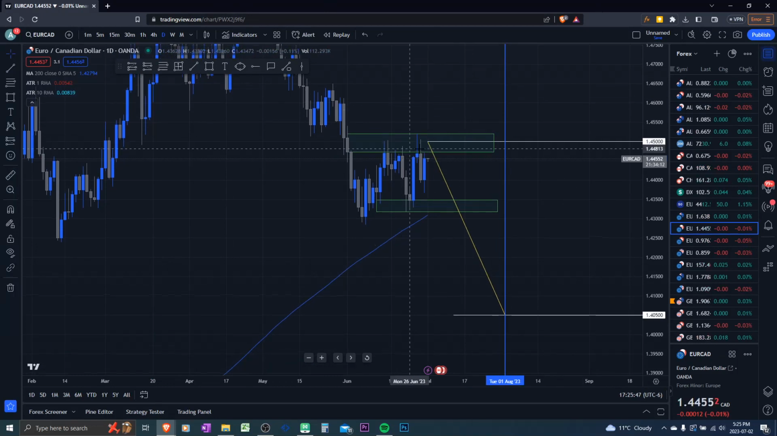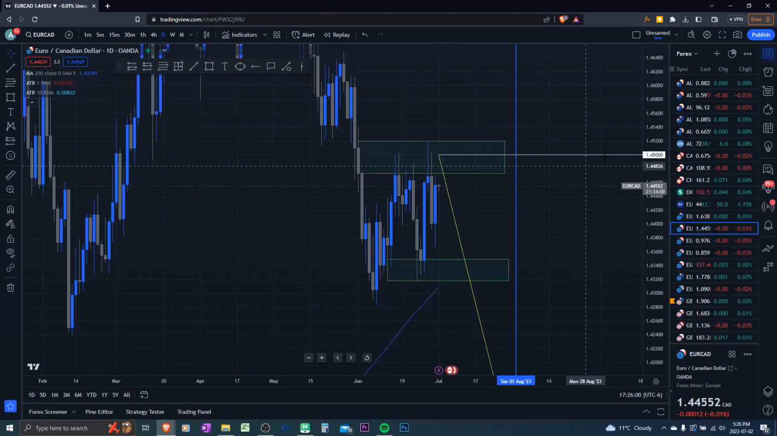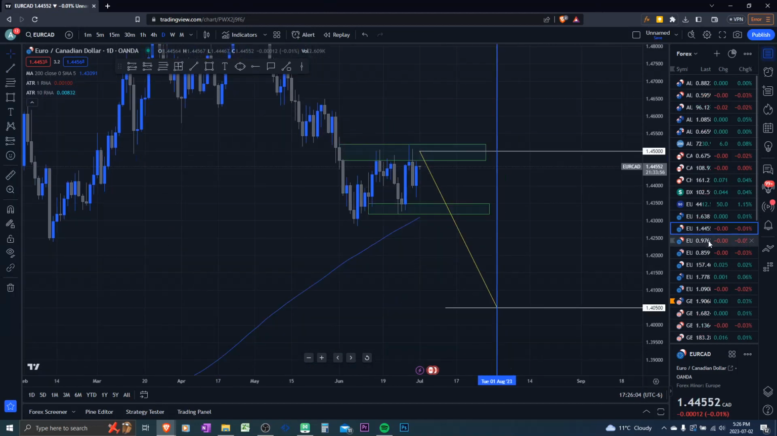If this keeps rejecting here, then I think it's good. If it blows through this zone, we've got to reevaluate, but the 4 hour is a little more choppy. No, I think that's a good setup there. We'll just have to wait.